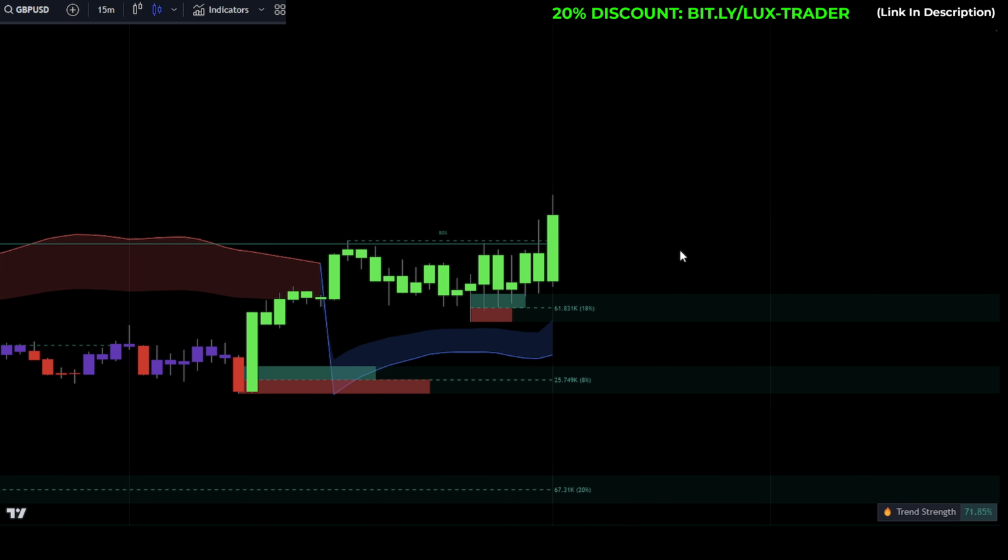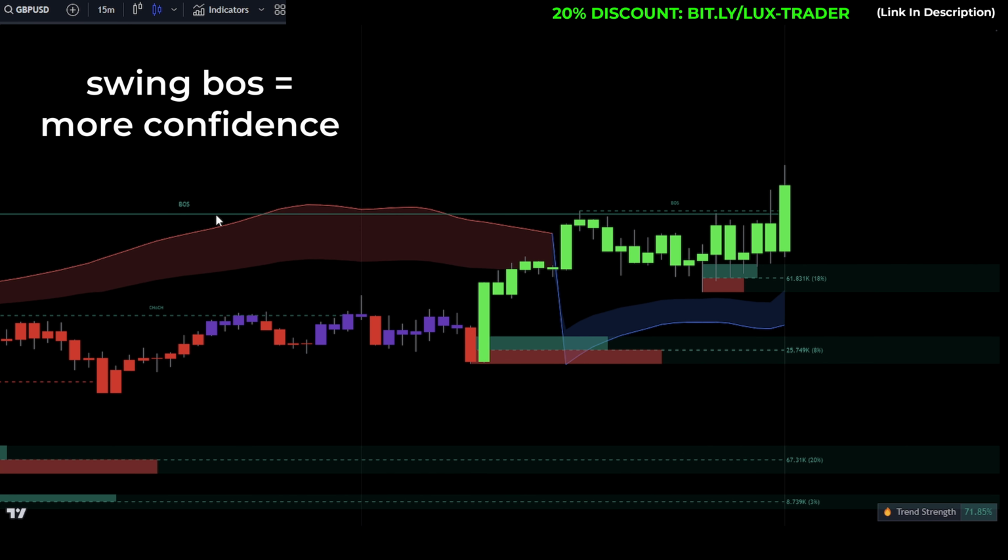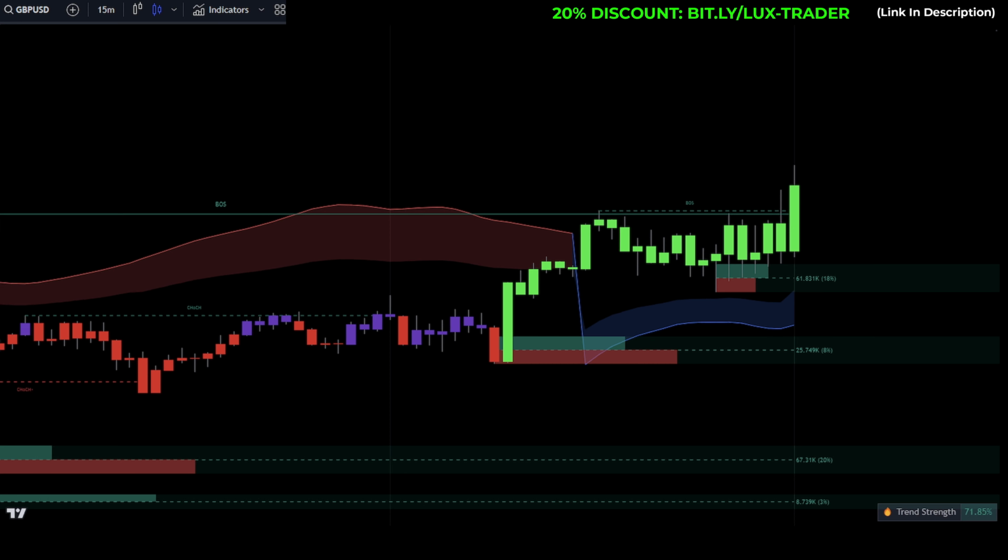Lastly, you need to take a closer look at the Smart Trail indicator, which has to be blue colored, and you need to check the candle coloring, so the candle has to be colored in green by the Signals and Overlays indicator. Notice once again we got this swing BOS label being printed, which gives you more confidence to enter a buy trade at this point.